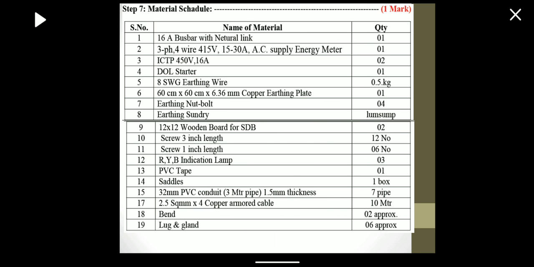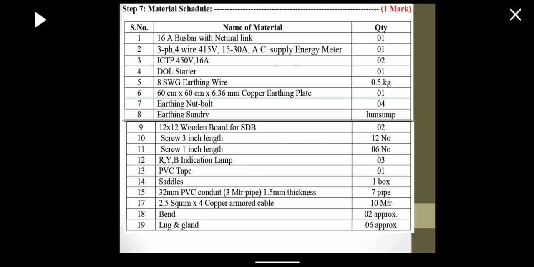Then a 12 by 12 wooden board for the sub distribution board is 2. Then screw of 3 inches is 12 numbers. Then screw of 1 inch of length is 6 numbers. Then RYB indicator is required 3.